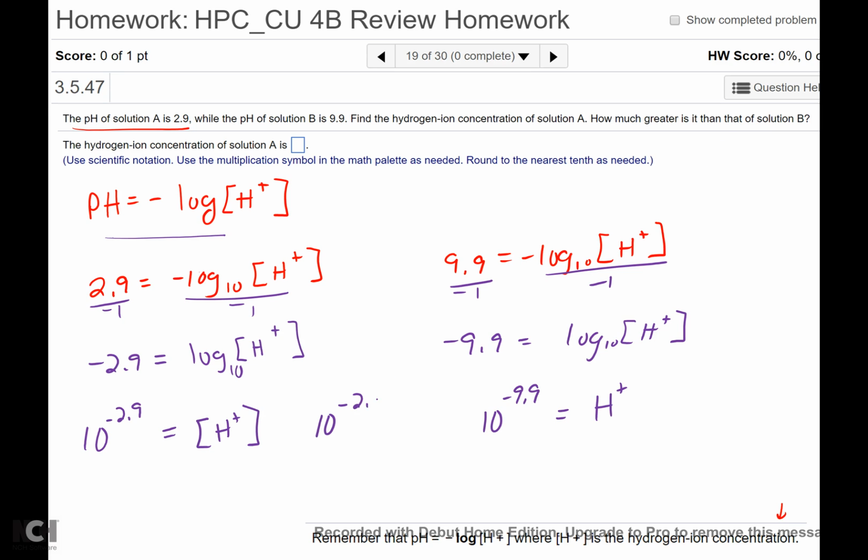So 10 to the negative 2.9 divided by 10 to the negative 9.9 is going to be 10 to the negative 2.9 minus a negative 9.9. Those turn positive. And I get 10 to the 7th. Use scientific notation. So they want 1 times 10 to the 7th. Alright.